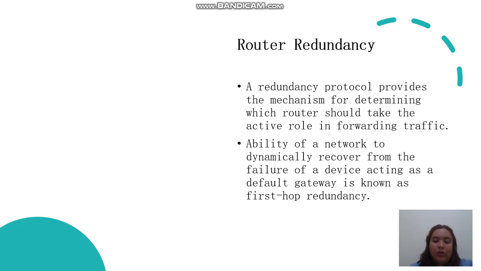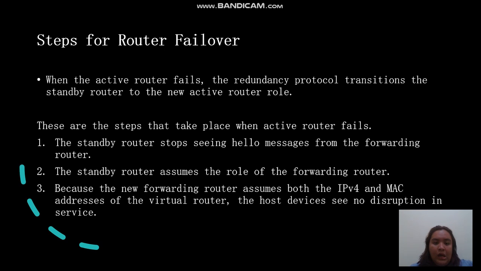The ability of a network to dynamically recover from the failure of a device acting as a default gateway is known as first hop redundancy. So these are the steps for router failover. When the active router fails, the redundancy protocol transitions the standby router to the new active router.